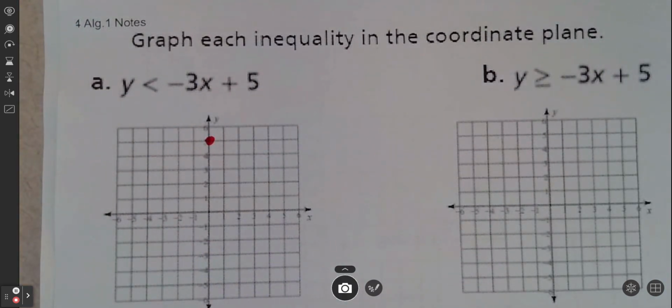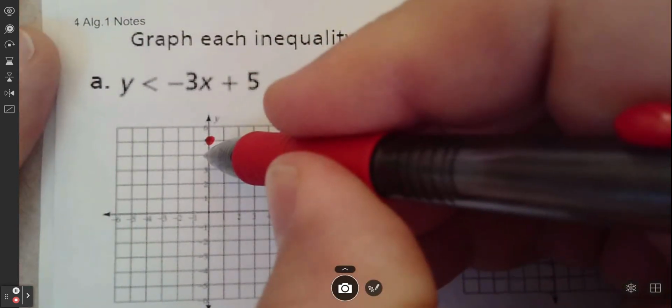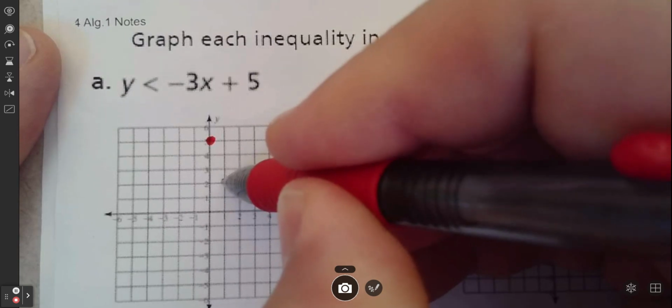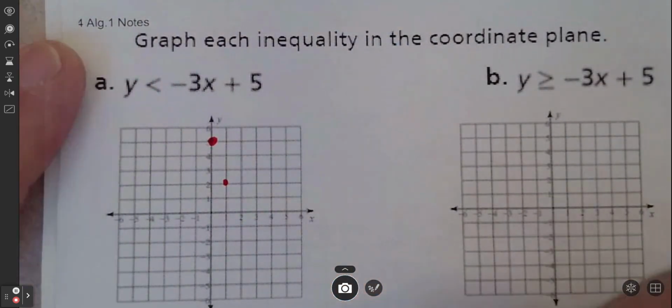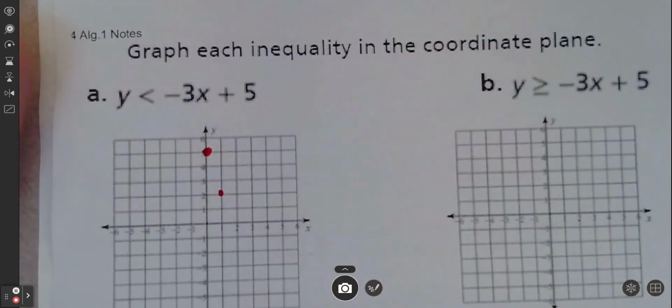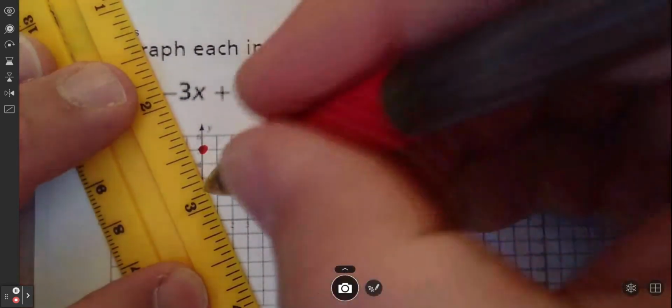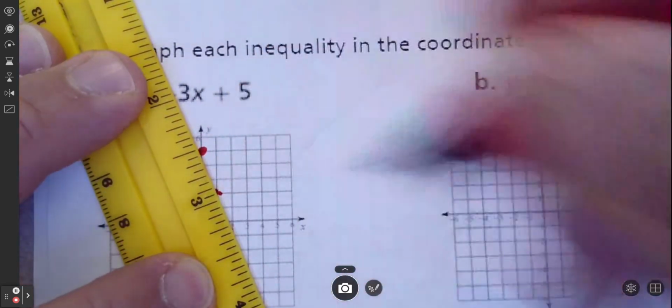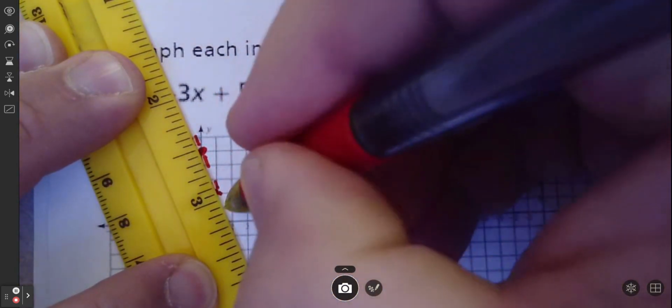Use the slope. And what does the slope tell me to do? Go down 3 and over 1. 1, 2, 3 and over 1. And if I were to connect these dots and write the word slope on it, it would be going down because it is a negative slope. Okay. Now, what we're going to do is take our ruler. We're going to go ahead and connect the dots, but I'm going to connect them like this, like a dotted line.